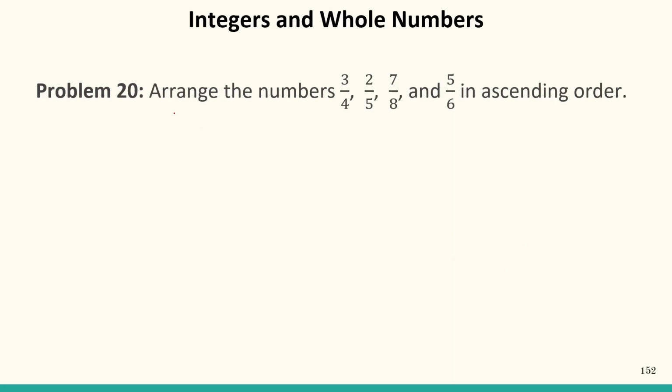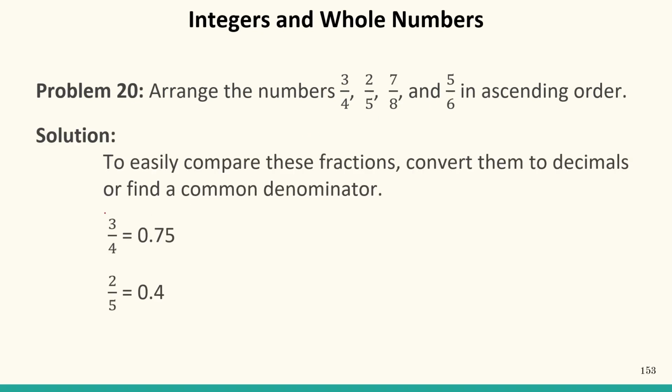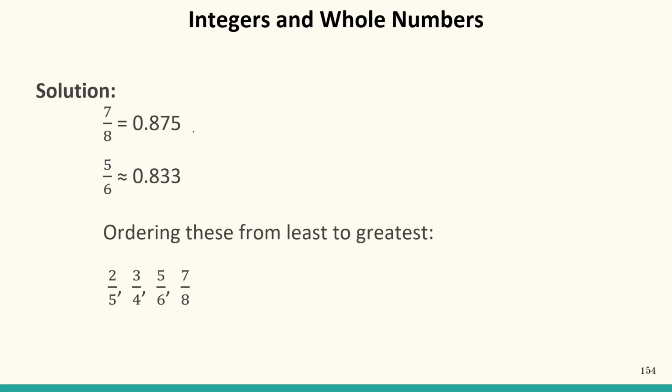So let's go forward with problem number 20. Arrange the numbers 3/4, 2/5, 7/8, 5/6 in ascending order. So 3/4 is what? 0.75. 2/5 is equal to 0.4. 7/8 is equal to 0.875. 5/6 is equal to 0.833.